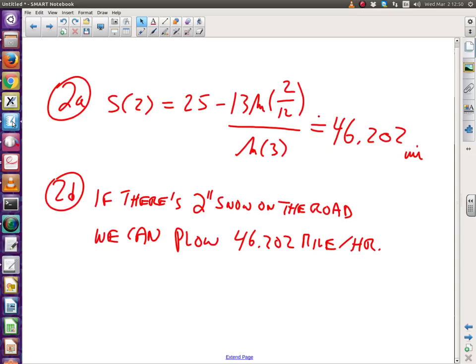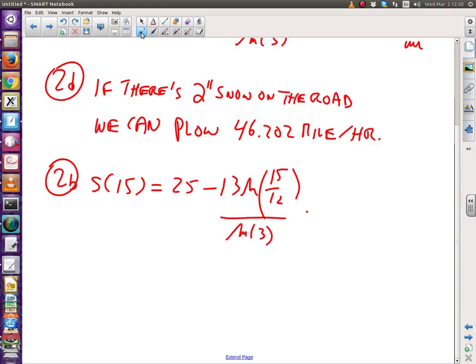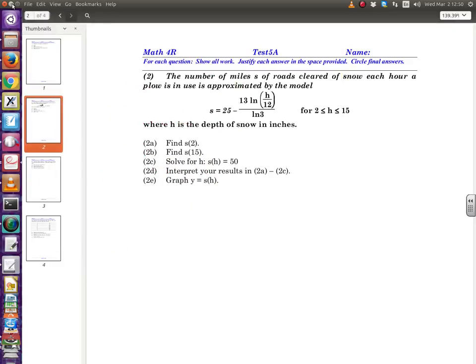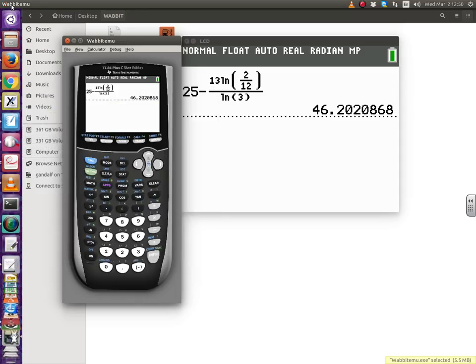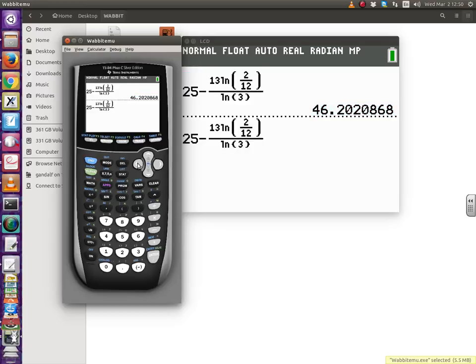Here we go. So let's go to 2B, which says, what is S of 15? Do the same thing you did for part A. It's 25 minus 13 ln of 15/12 over ln of 3. So let's approximate that many miles, right? Let's get the calculator out. And let's do that. Well, it's the same calculation, right? Let's just change the 2 in here to a 15.